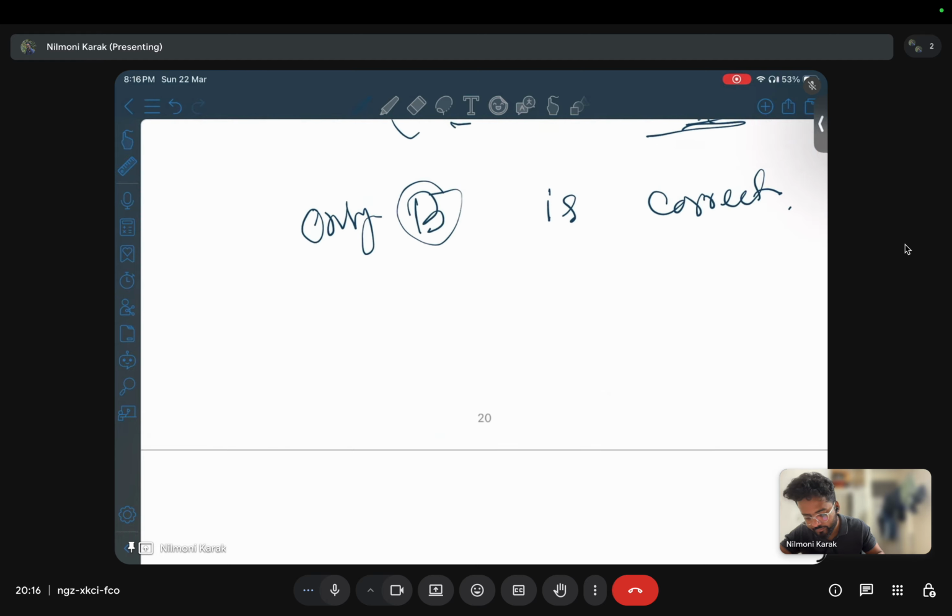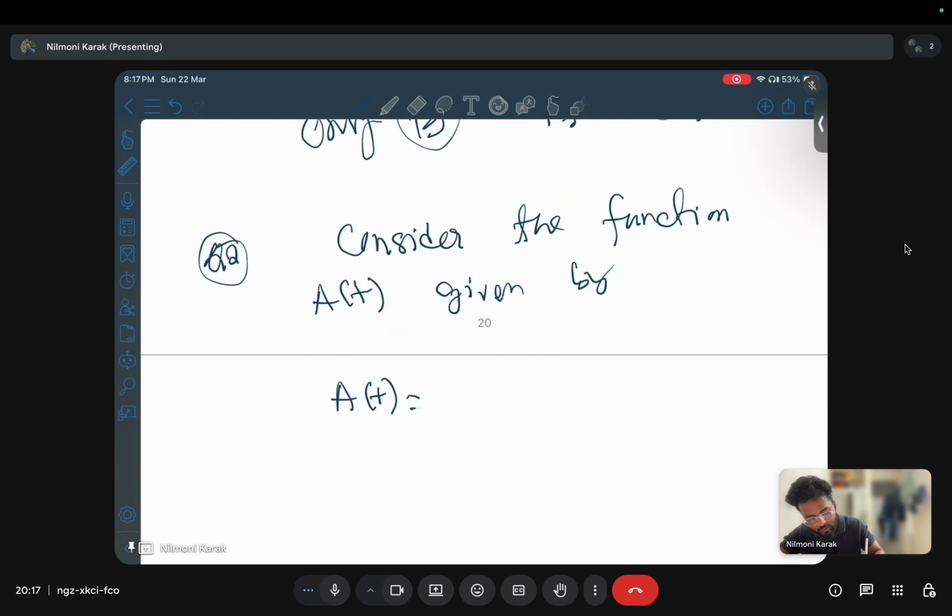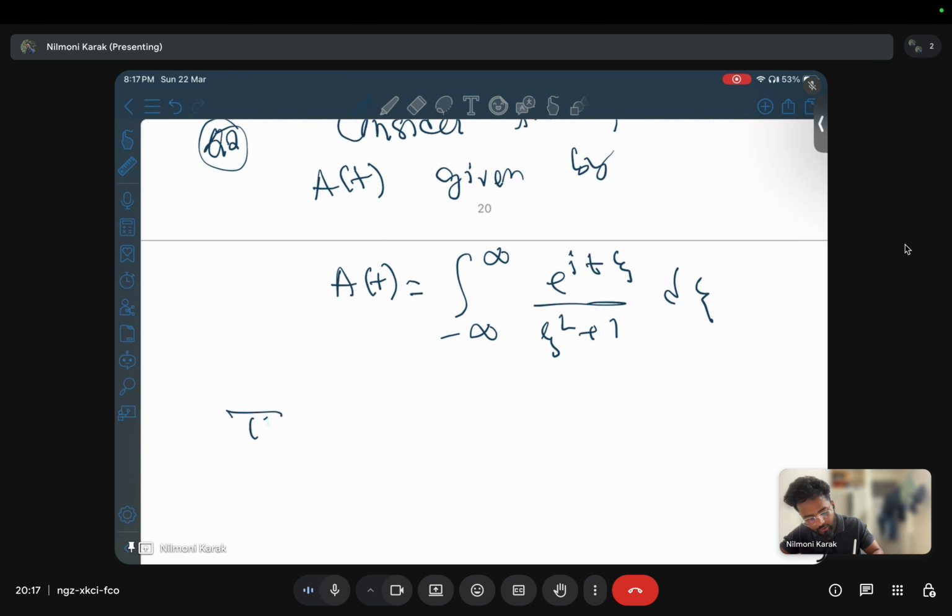Okay, next question. Consider the function a(t) given by the integral from minus infinity to infinity of e to the power i t j over j square plus 1 dj, on the value of a at log pi.